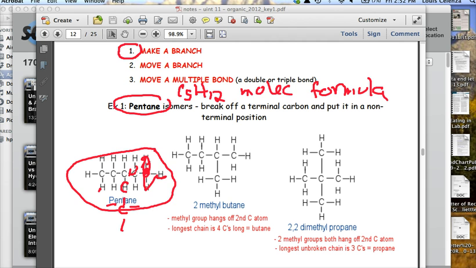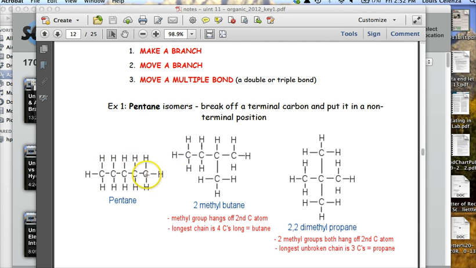So let me just quickly run through that one more time. What we're going to do is take this whole thing, break it off, and put it here. Once we remove this, we're going to take this hydrogen and attach it here, and we're going to move this here. And what that will end up forming is this compound here.